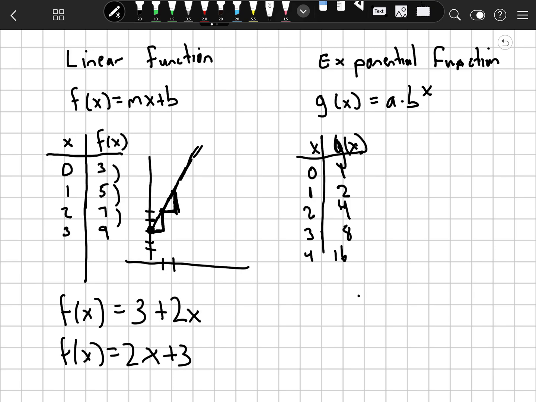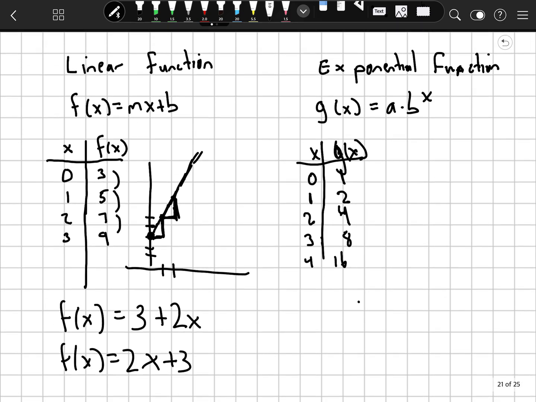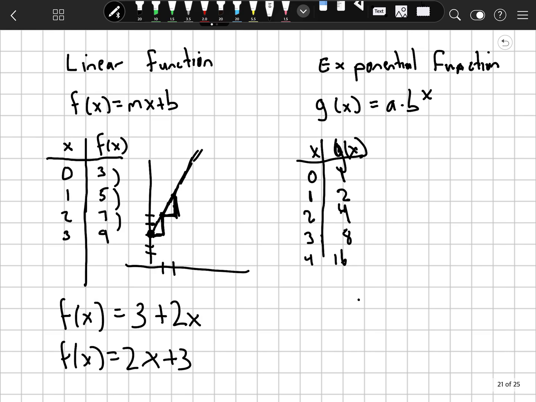Okay, let's take a look at an exponential function, and maybe just to give you an idea of how this might be used, think of a bacteria, and the way bacteria multiply is they split in half, so they double each time. So we have one bacteria at stage 0. At 0 hours, we have one bacteria in a petri dish.